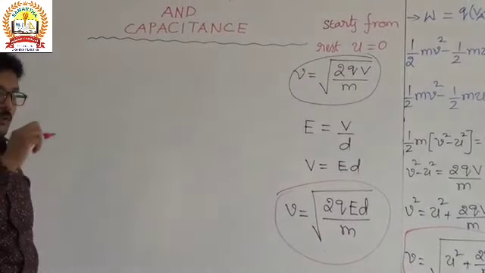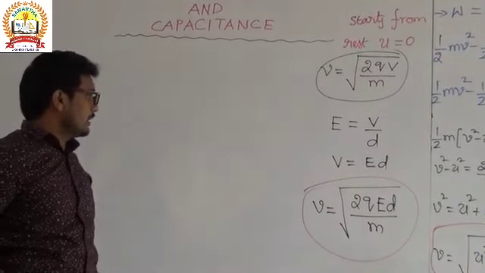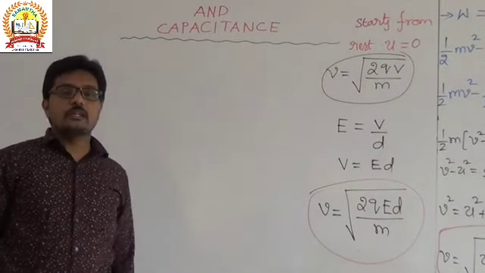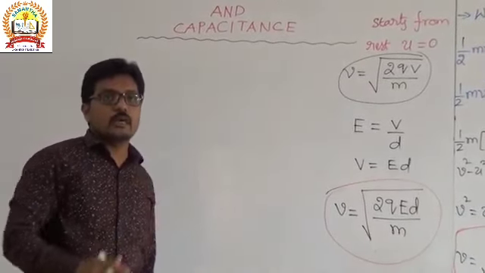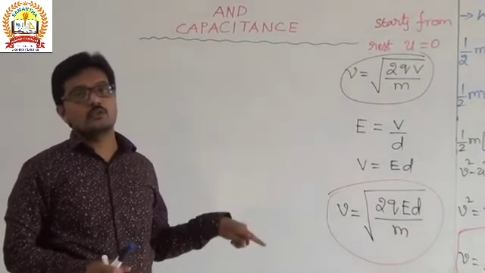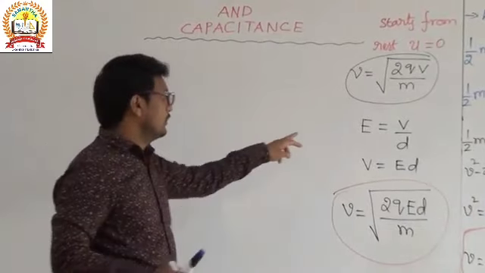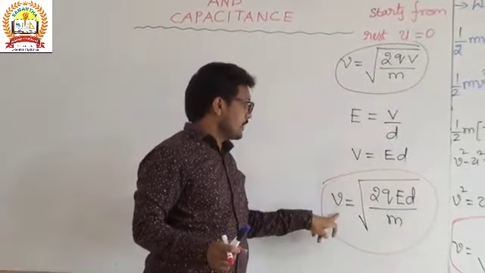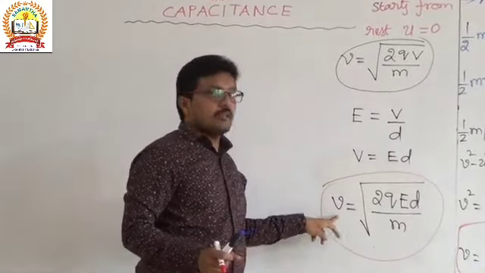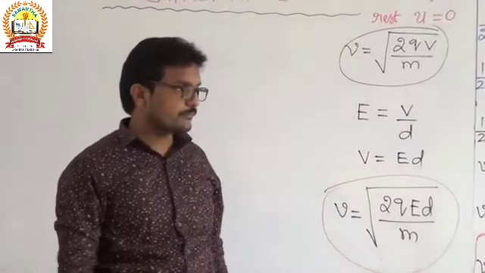We know that while discussing the relation between electric field and electric potential, E equals minus dV by dr. If the field is uniform, then E equals the magnitude of the electric field, E is equal to V by d. We substitute that in this formula, and then we get the final velocity.